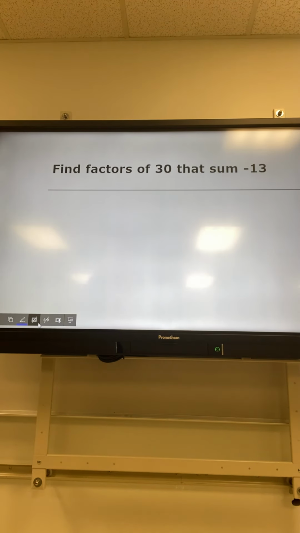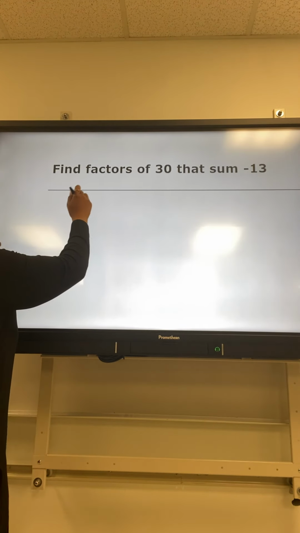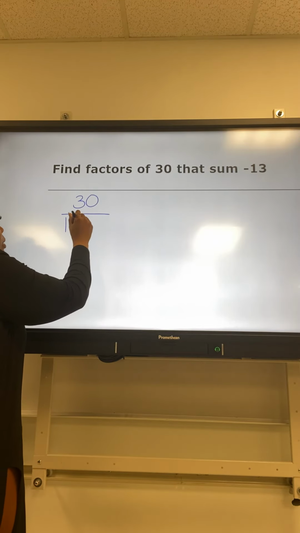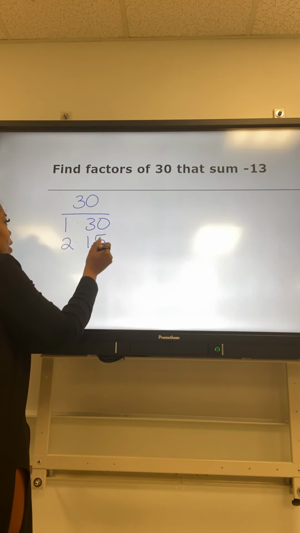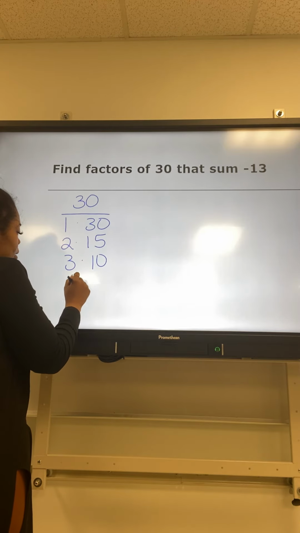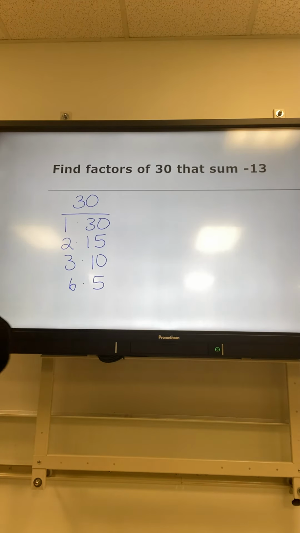What I want you to do here is go ahead, pause the video. See if you can figure out the factors of 30 that sum to negative 13. Be careful with the negative. Okay? Hopefully you paused the video. First thing that we're going to do is start with the factors of 30. So my factors of 30 will be 1 times 30, 2 times 15, 3 times 10, and 6 times 5, okay? So I see here these are the factors.